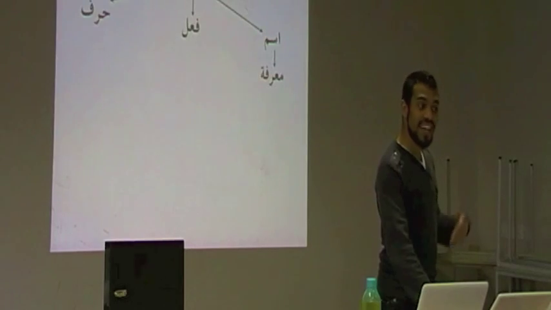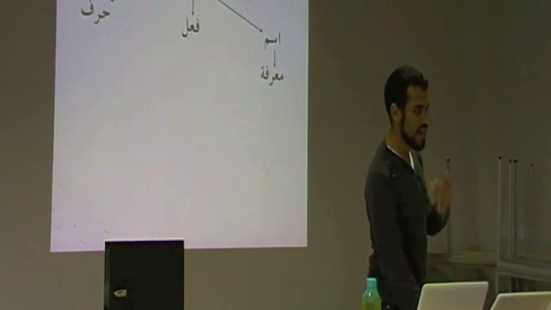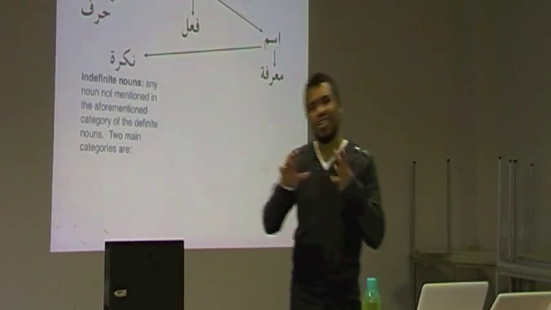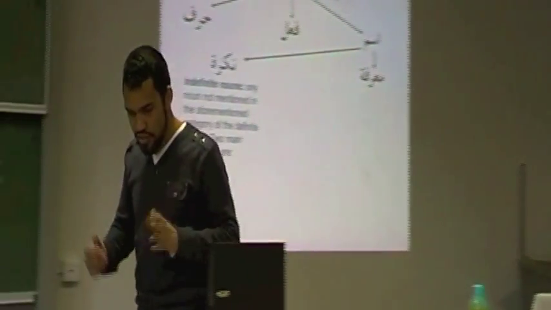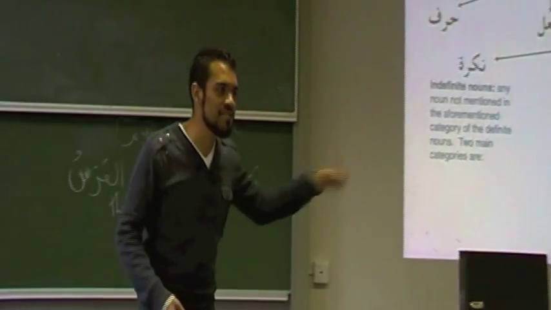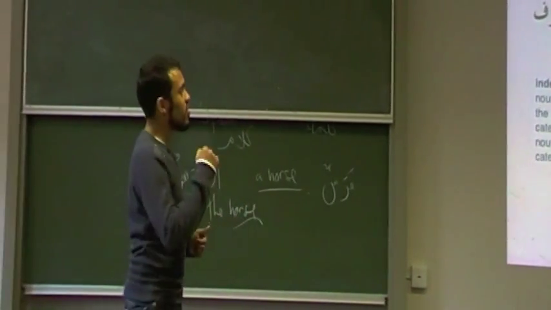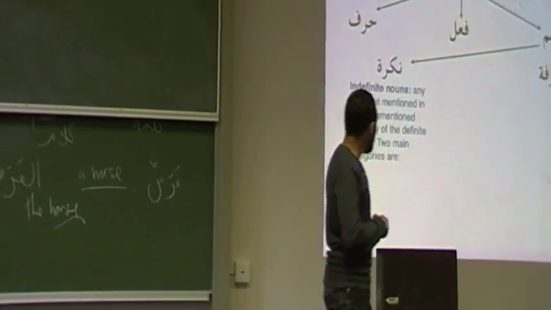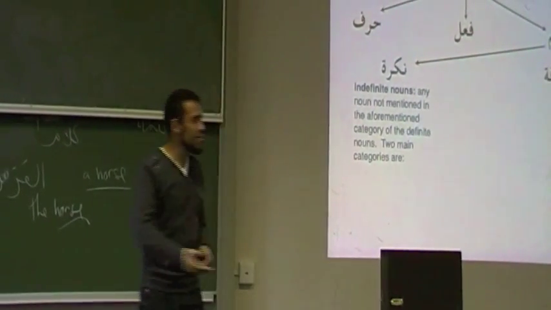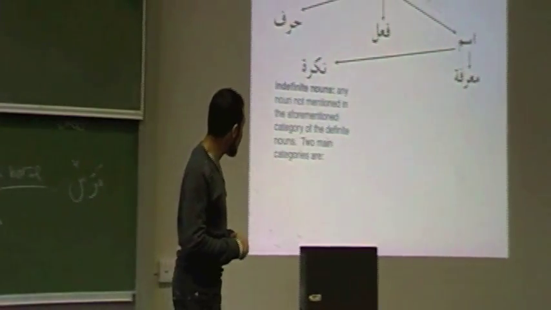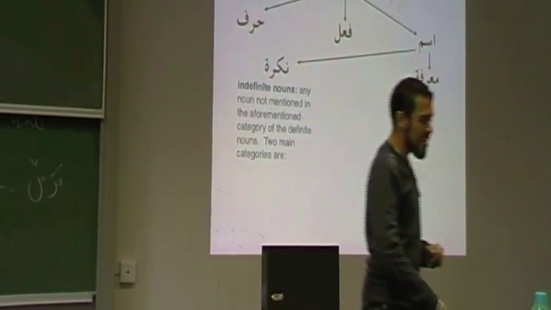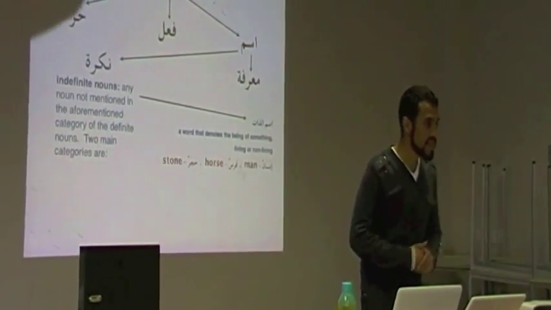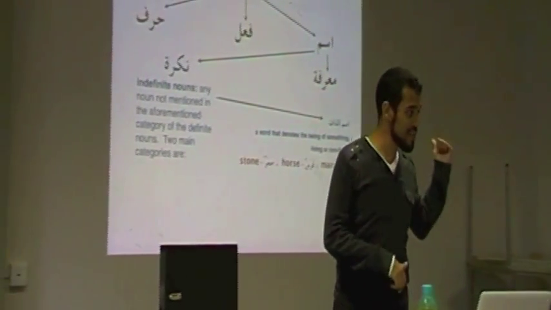Now, what's the other category of nouns? Indefinite nouns. Nakira. Now, there are some other categories, but for this course we'll only deal with 2 broad categories. We looked at 7 different types of definite nouns, and there are 2 main types of indefinite nouns. Okay? Firstly, any noun not mentioned in the aforementioned categories would be an indefinite noun. Okay? And there are 2 main categories. These 2 main categories are ismu dhat, say? Ismu dhat.